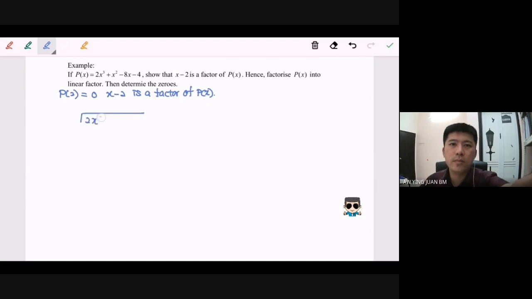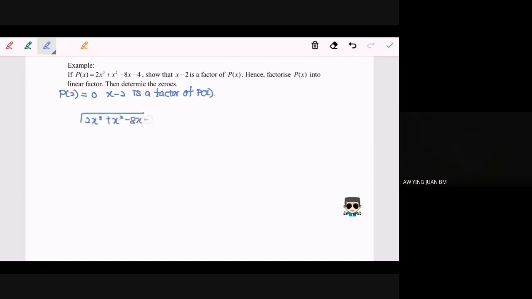So 2x cubed plus x squared minus 8x minus 4. My factor will be x minus 2. Now I wish to cancel the 2x cubed by multiplying by 2x squared, so 2x cubed minus 4x squared, and I will have my product as 5x squared minus 8x minus 4. So I'm going to multiply with 5x in order to cancel the 5x squared, so I will have 5x squared minus 10x.